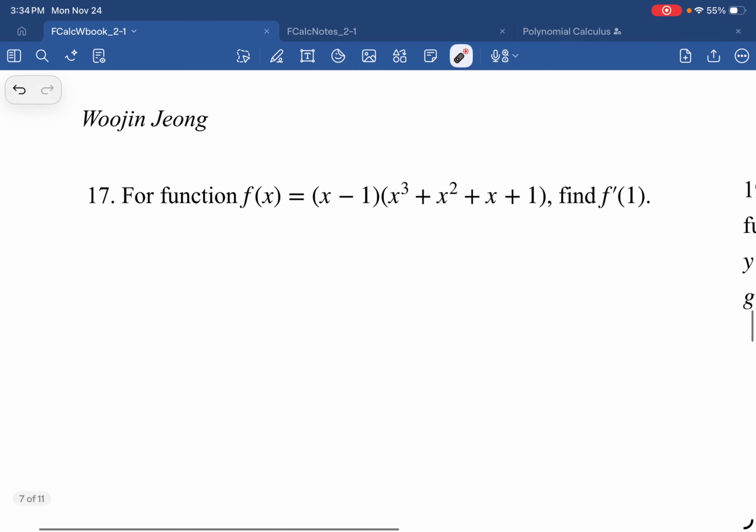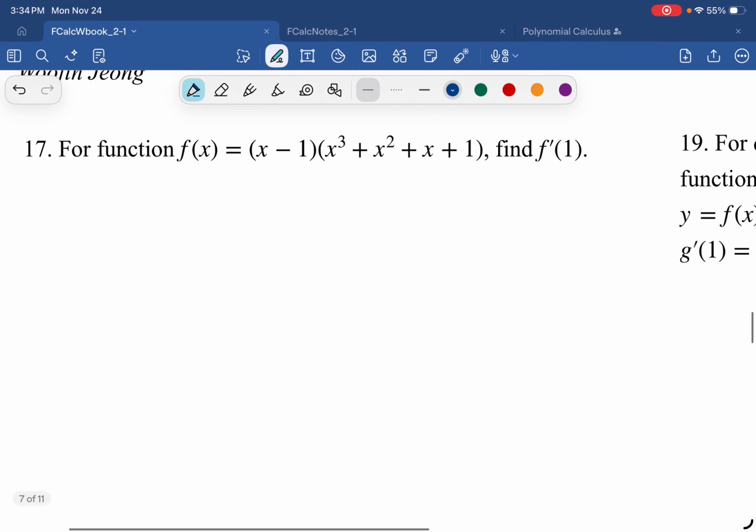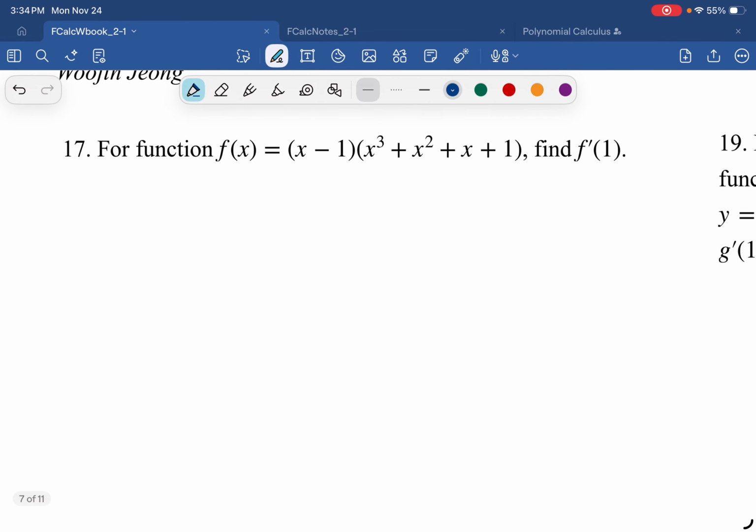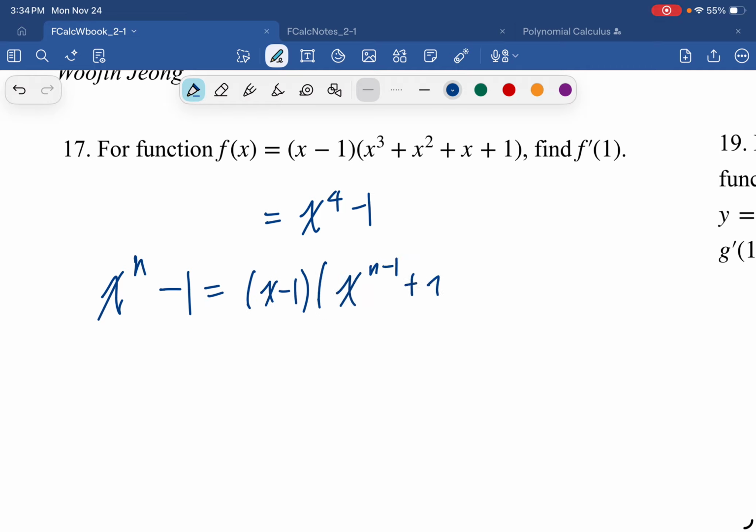Number 17, if you looked at this and just went straight into the product rule, you can do that, or recognize that this is actually just x to the 4 minus 1. That might have saved you a lot of time. So remember that x to the n minus 1 equals x minus 1 times x to the power of n minus 1, n minus 2, all the way to 1. And this is for all natural numbers n.